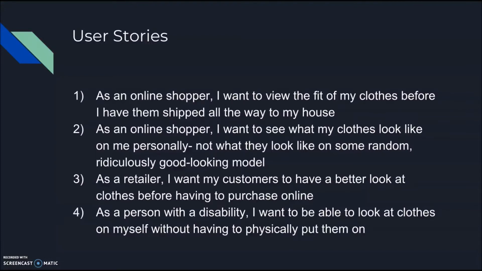As an online shopper, I want to see what my clothes look like on me personally, not what they look like on some random, ridiculously good-looking model. So our solution will be able to help shoppers determine if their clothing fits not only their body, but also their personal style. As a retailer, I want my customers to have a better look at clothes before having to purchase online. Customer satisfaction is paramount in the retail industry, so the fewer customers that are dissatisfied by the fit and style of their clothes, the better.